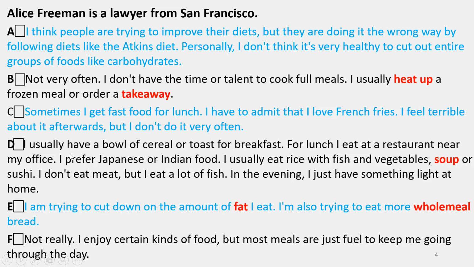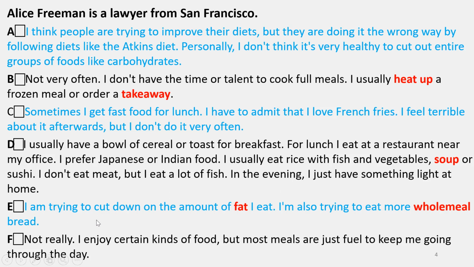And D, I usually have a bowl of cereal or toast for breakfast. For lunch, I eat at the restaurants near my office. I prefer Japanese or Indian food. I usually eat rice with fish and vegetables, soup or sushi. I don't eat meat, but I eat a lot of fish. In the evening, I just have something light at home.